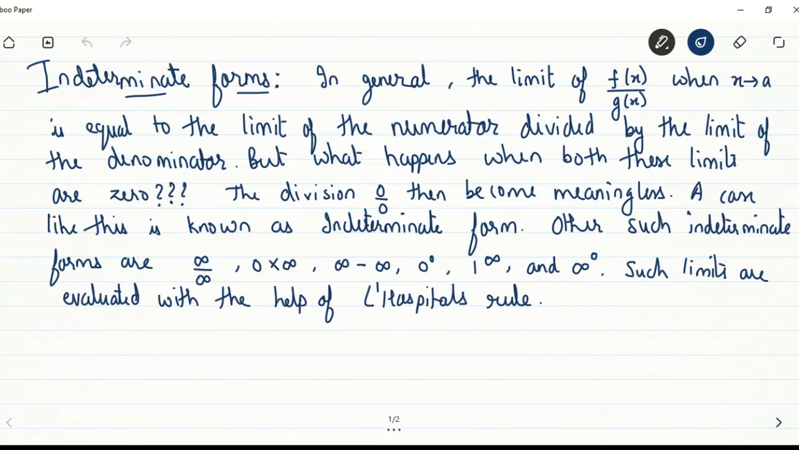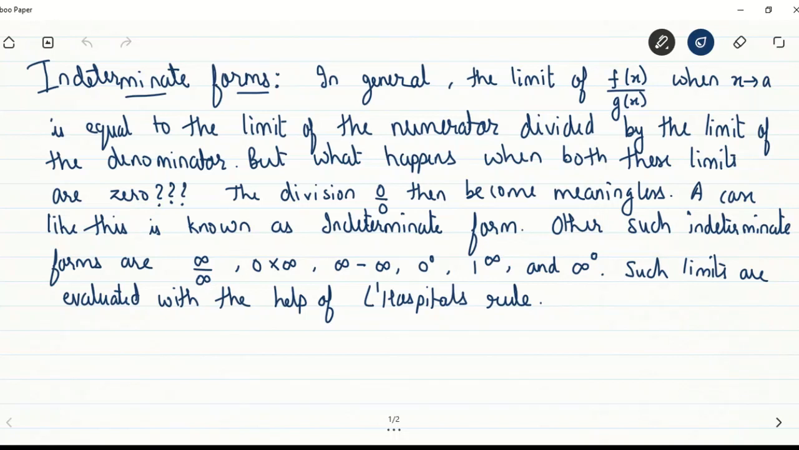In this video, we are going to study indeterminate forms and how to solve limits which tend to indeterminate forms. We will use L'Hospital's rule for finding the limits which are of the indeterminate forms. So what are the indeterminate forms?